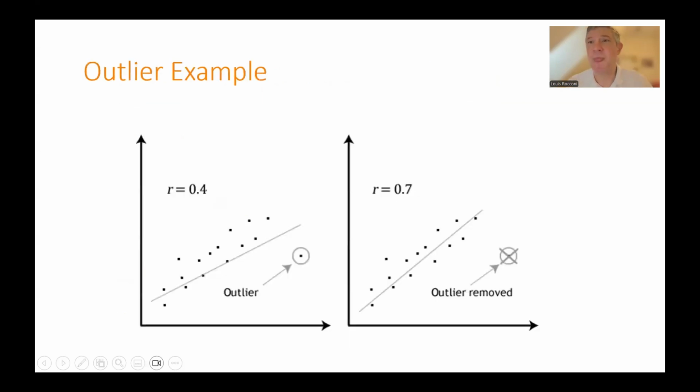Here's an example of the outlier. We can see that we have the scatter plot, the correlation when the outlier is included in the calculation of the correlation. The outlier kind of pulls that trend line towards it, which then attenuates the correlation coefficient. And when we take out the outlier, you can see the strength of the relationship increases.